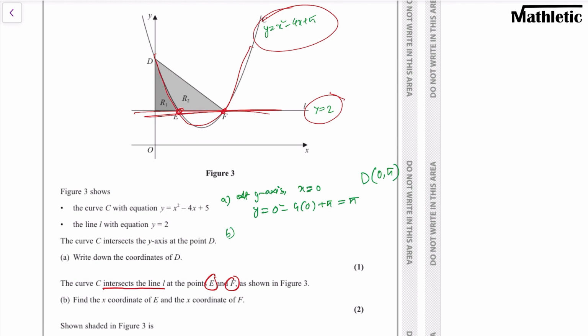So for part B, x square minus 4x plus 5, this is equation 1, equation 2 equals 2. So x square minus 4x plus 3 equals 0. Solving this middle term equation will give you the two values. So x equals 1, x equals 3. E is obviously closer to the origin, so this is supposed to be 1, that's 3.